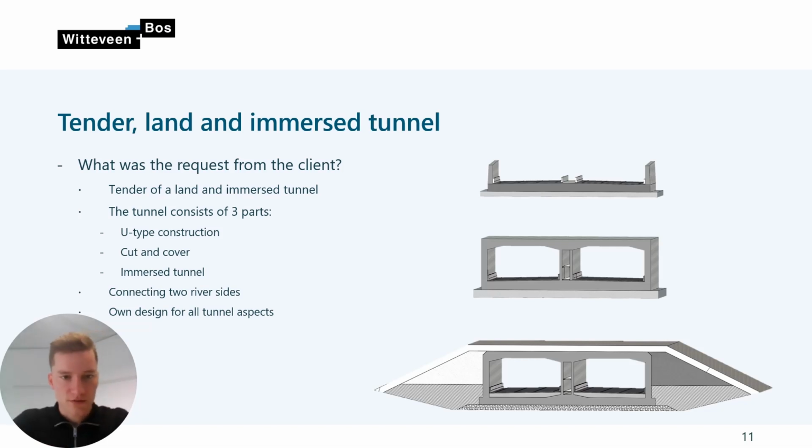This project was also a tender and consisted of 3 tunnel parts. The 3 tunnel parts were a U-type construction, as you can see on the top, a cut and cover, as you can see in the middle, and an immersed tunnel, as you can see at the bottom. The nice feature about this project is that we designed the construction our own way. That means that every part we did by ourselves, and you can think about the alignment, cross sections, and from where to where each part was located.